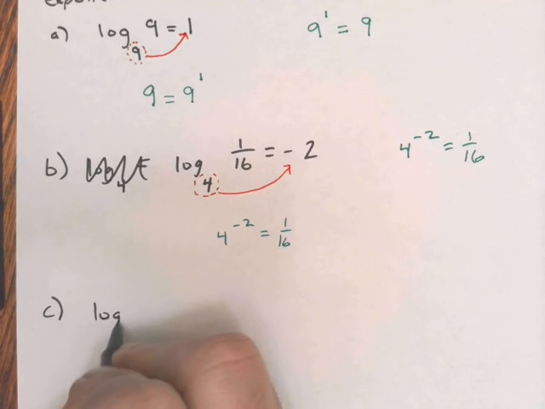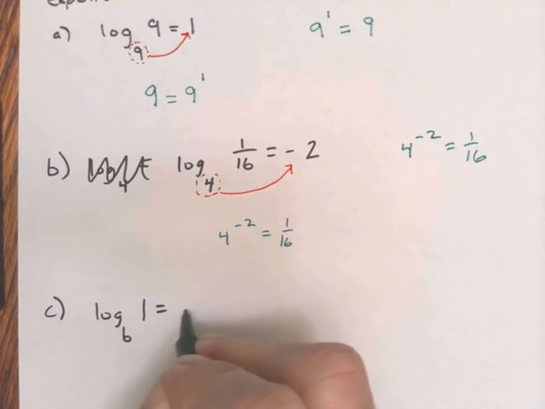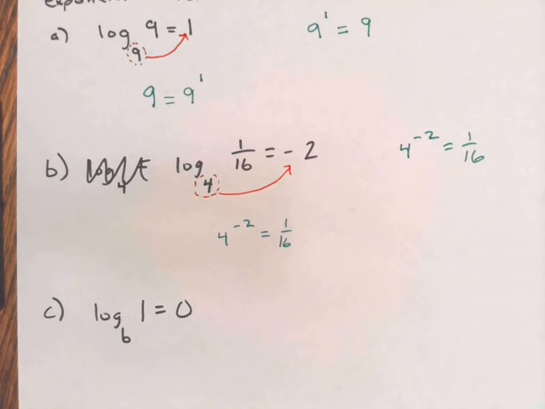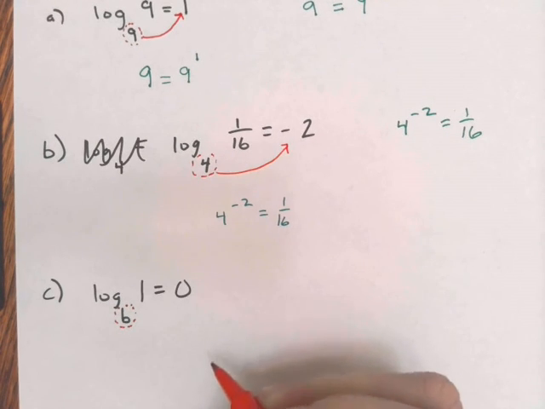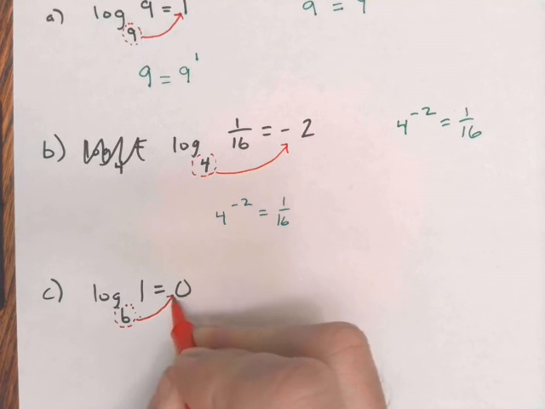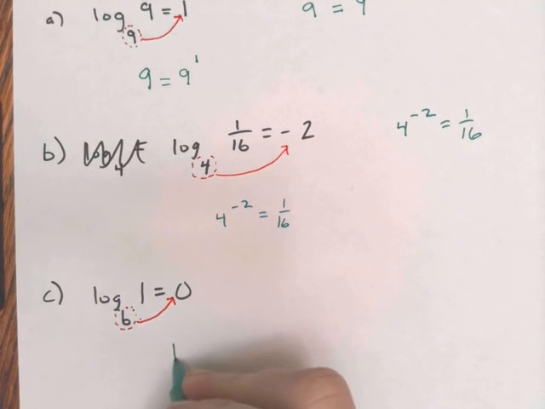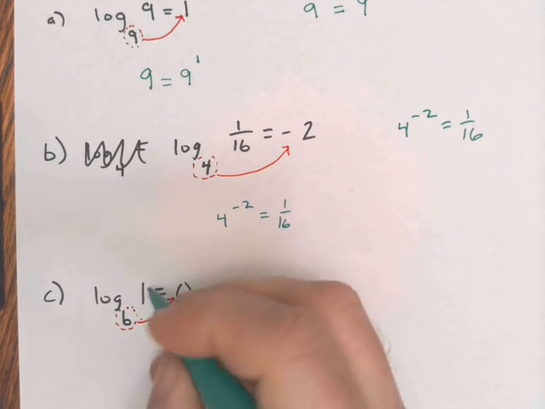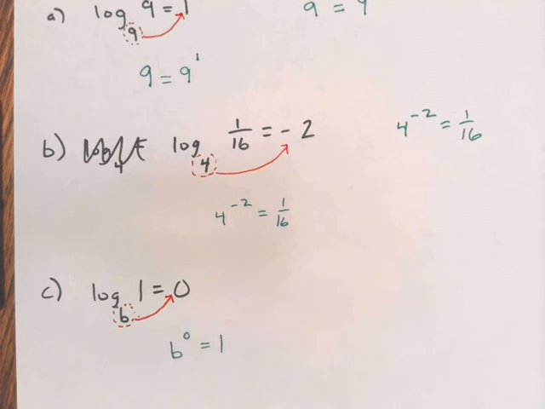One more, this time with something with a variable. Log base B of 1 is equal to 0. So again, we can take the base of the exponent, which in this case is B, swing that over to the other side. That's going to give me B to the 0 power, and that is going to be equal to that other number that was next to the log. So B raised to the 0 power is equal to 1.